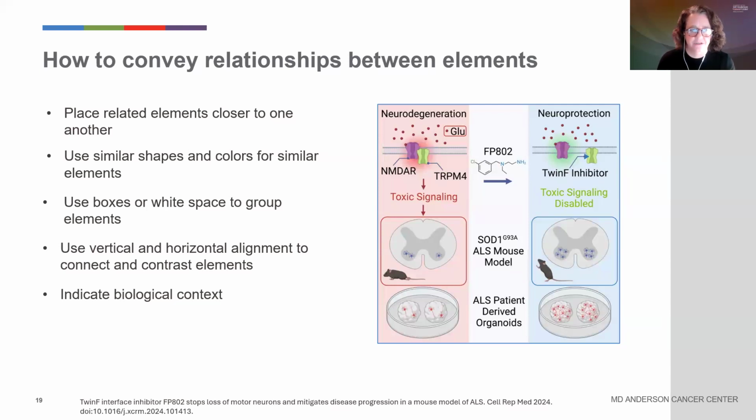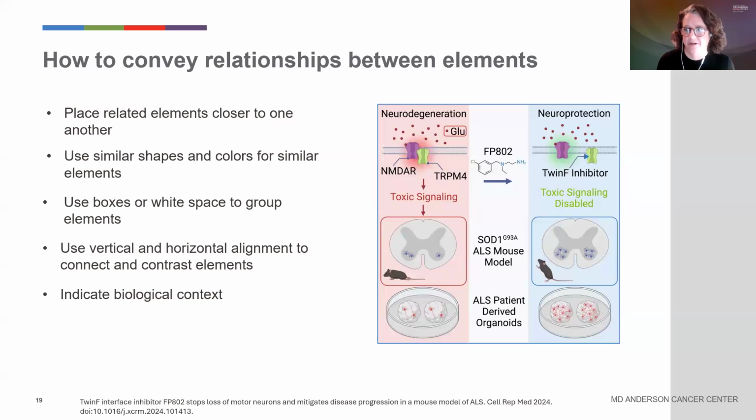Another thing that they do really well here is they indicate the biological context. So you can pretty easily see that we're looking at the cell membrane, then we're looking at spinal cord slices, the mouse's behavior, and then the organoids. And they kind of show the relationship between those things in the vertical arrangement.